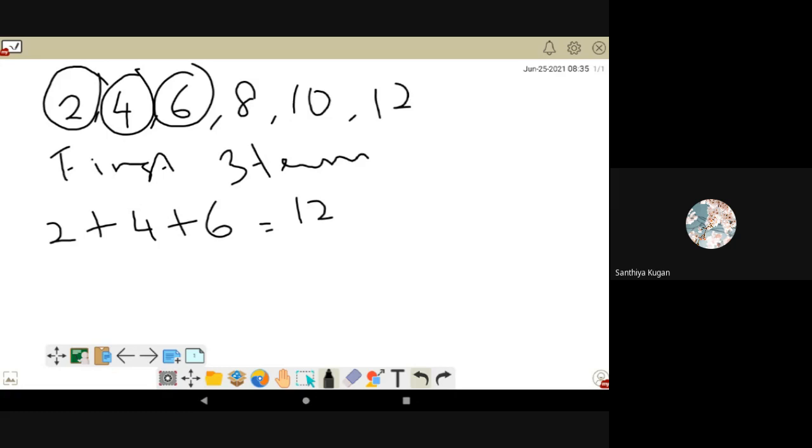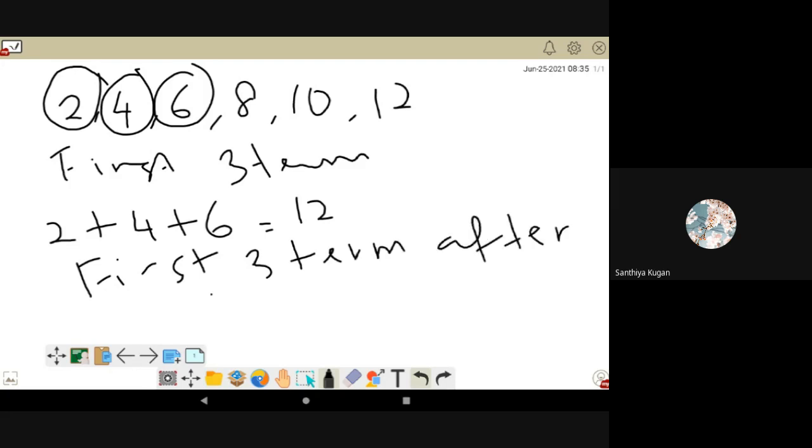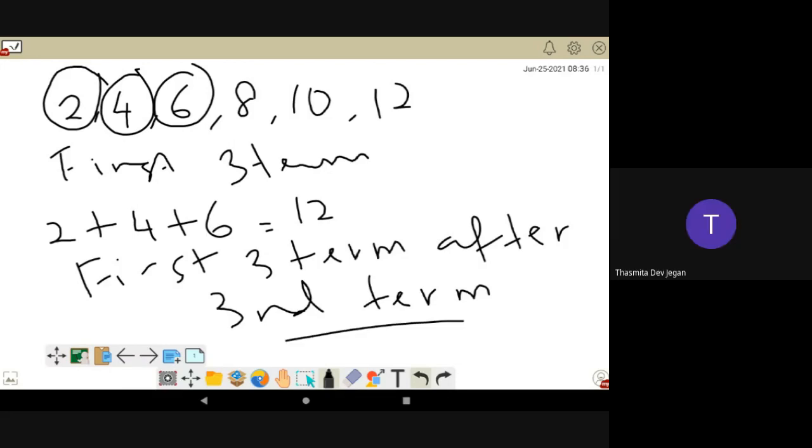So next, if the question gives the sum of the first three terms after the third term, which terms should we add? The sum of the first three terms after the third term. Any idea? 8, 10, 12. Yes, good.